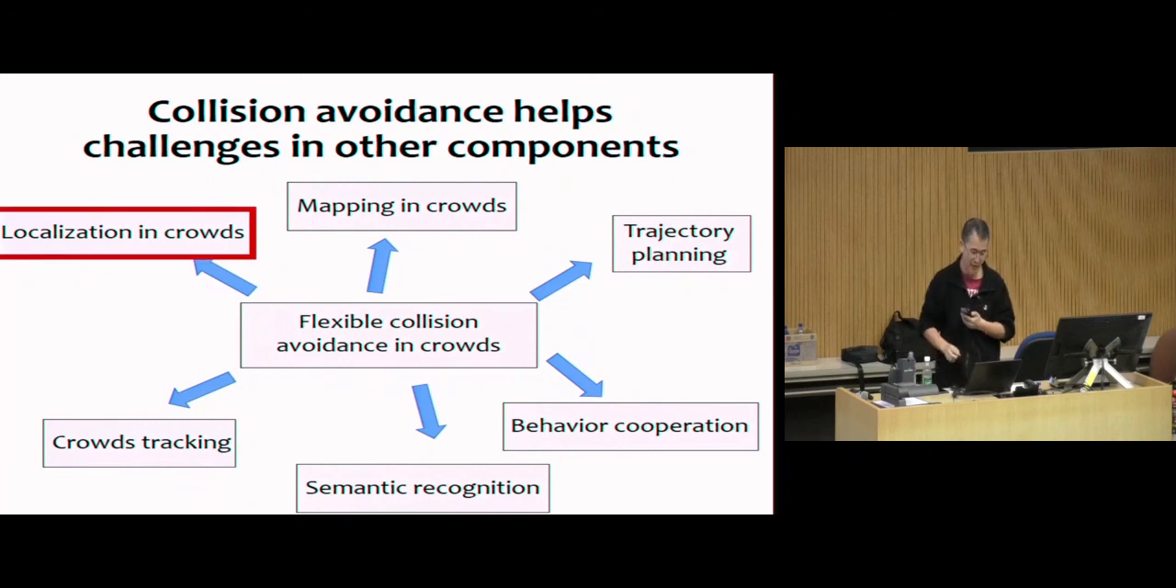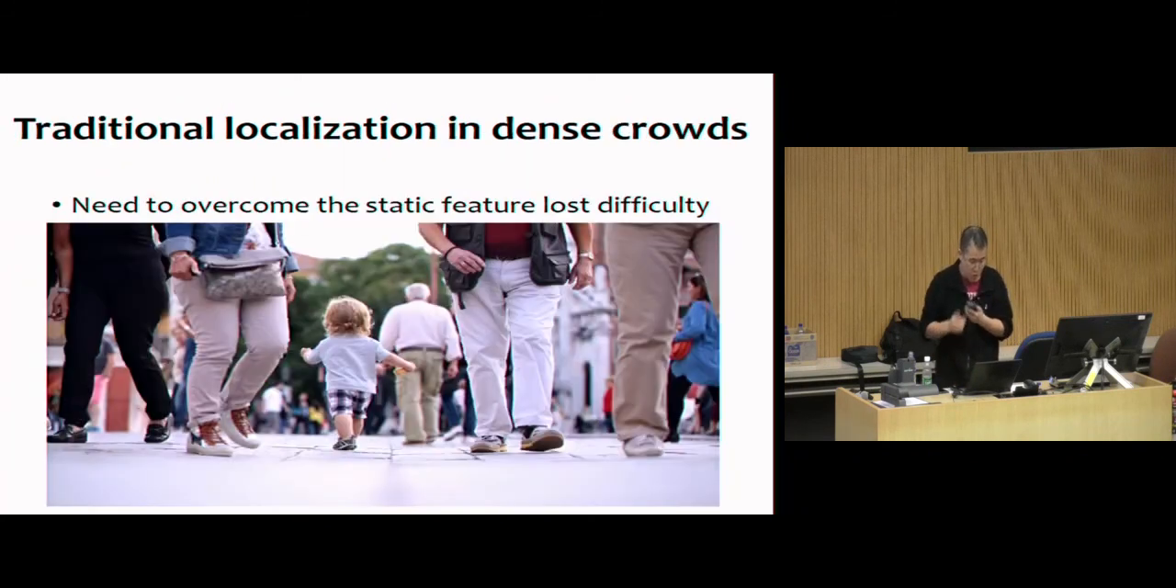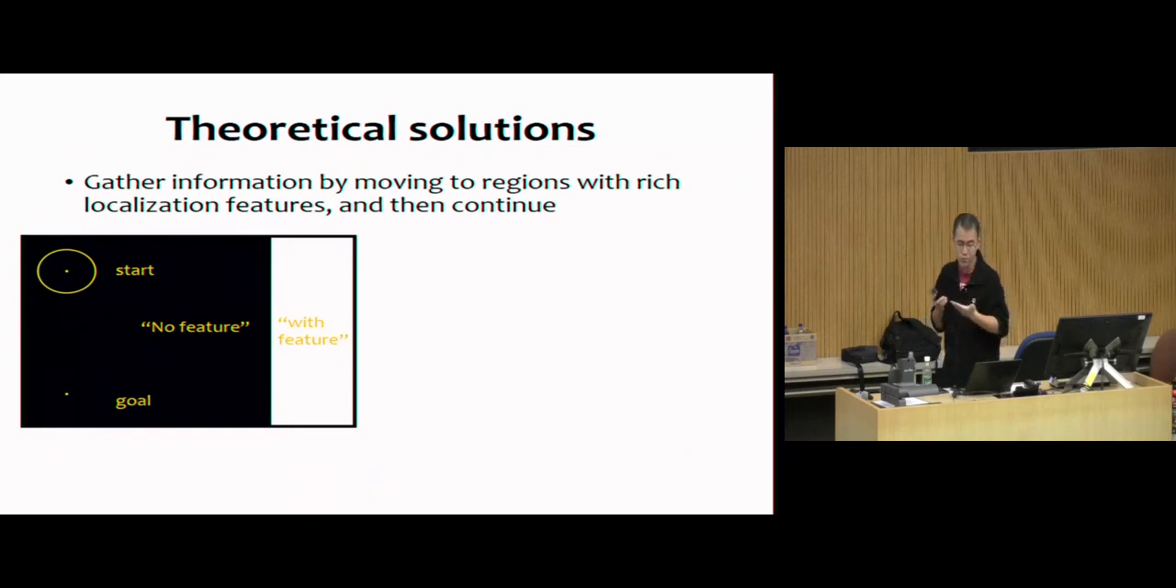So first, let's look at the localization. Traditional localization has many challenges, but in dense crowds, it is much more difficult because the people or pedestrians will occlude a lot of features which are important for localization. So if you just use the traditional localization algorithms, it will fail very frequently. So how can we do it? There are many ways to do that. Theoretically, we can do information gathering. This is a very classical solution in robotics.